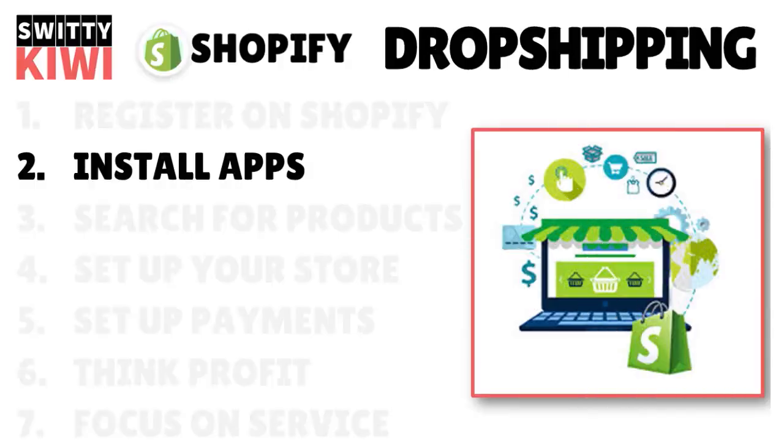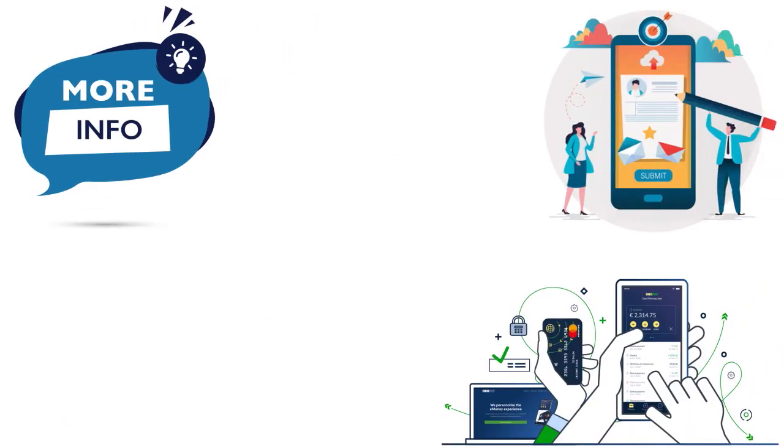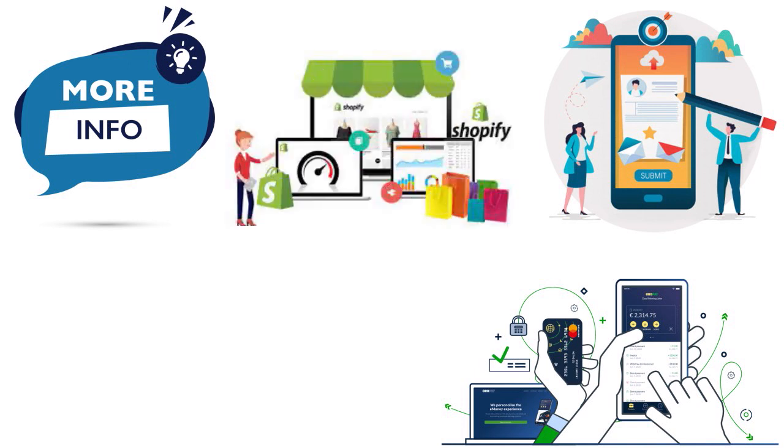Step number 2, you need to install some very important apps, the dropshipping apps. Once you have completed the registration process, you'll be brought to another page. You'll have your dashboard, and from there, you can start adding products to your site. And this is where you want to be very careful.